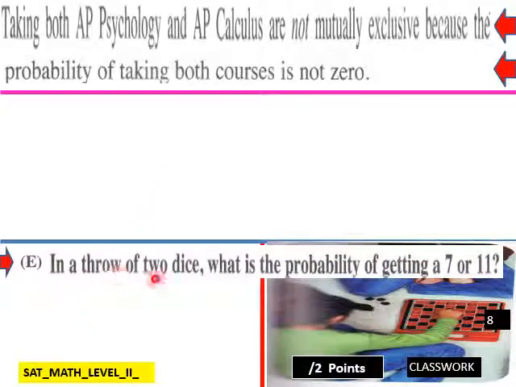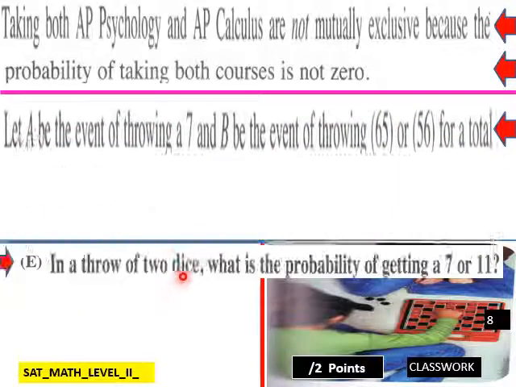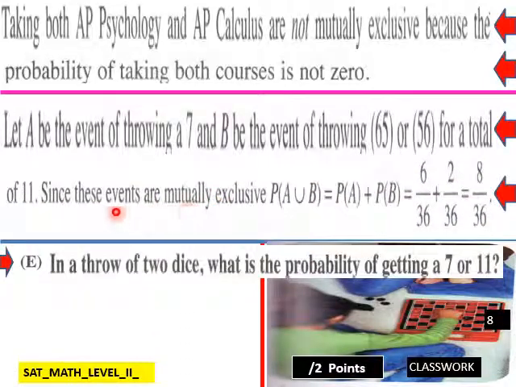E: in a throw of two dice, what is the probability of getting a 7 or an 11? Let A be the event of throwing a 7 and B be the event of throwing a 6-5 or a 5-6 for a total of 11. Since these events are mutually exclusive, the probability of A disjoint B would be probability of A plus probability of B, which would be 6 over 36 plus 2 over 36, equal to 8 over 36.